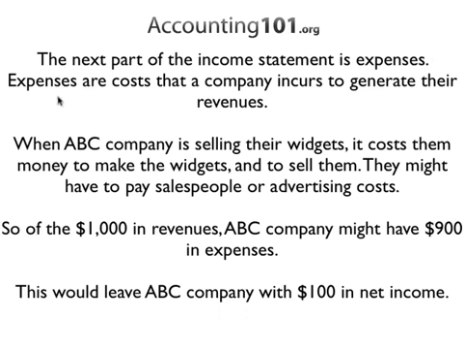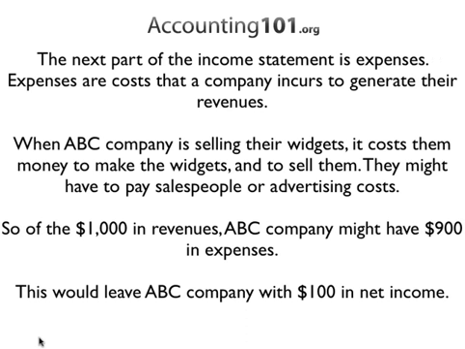And the next part of the income statement is the expenses. The expenses are the costs that a company incurs to generate their revenues. Now, obviously, when ABC Company is selling their widgets, they had to produce those widgets, and so they had costs to make the widgets. They might have had raw materials like steel, iron, plastic, whatever the widget's made out of. Those are costs that they had. And then they might have to pay salespeople or advertising costs.